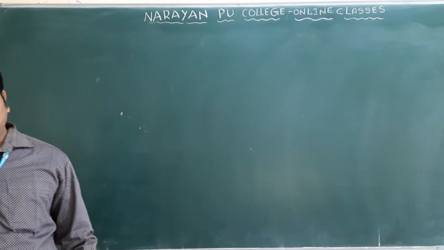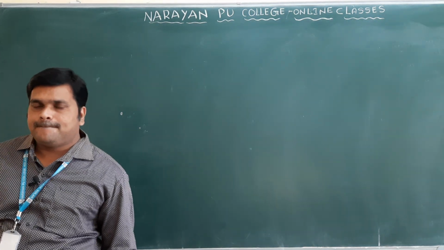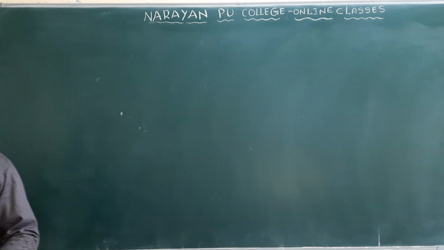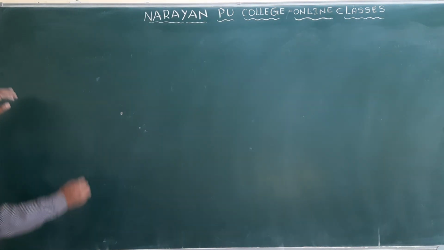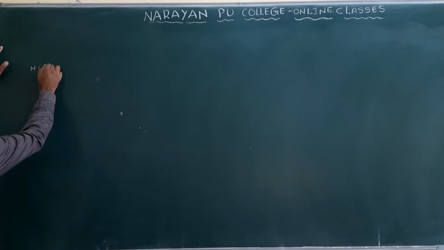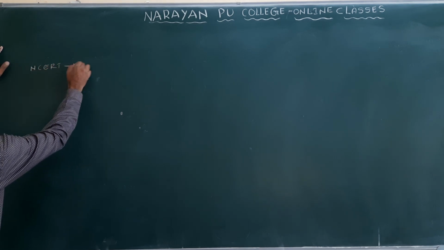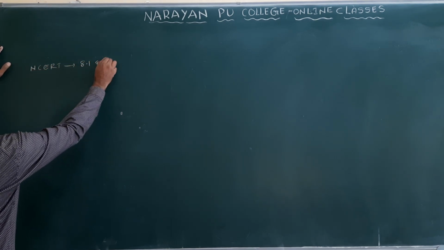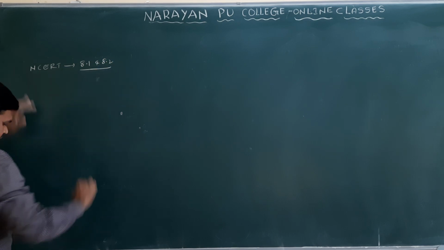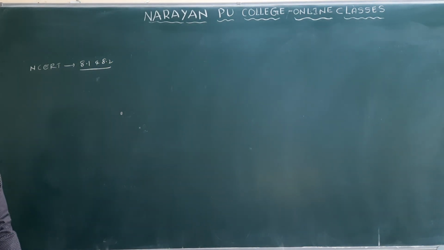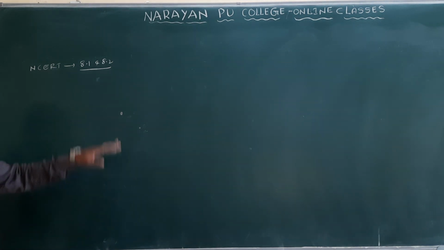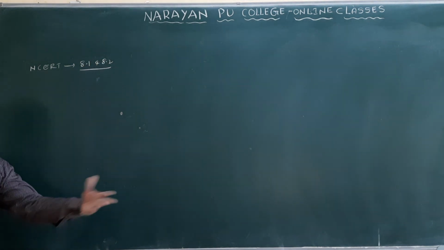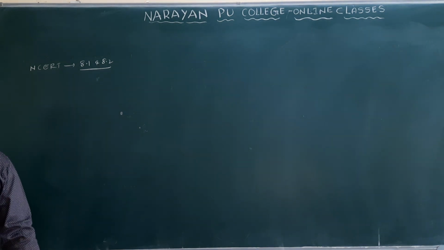Now your work is to complete the NCERT examples 8.1 and 8.2. This exercise is mainly related to the calculation of oxidation state only. Try to solve these. We'll discuss them after completion of this chapter.